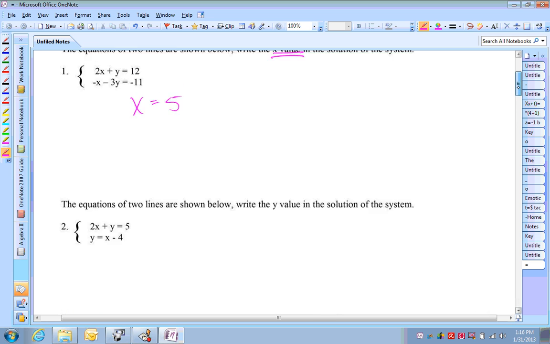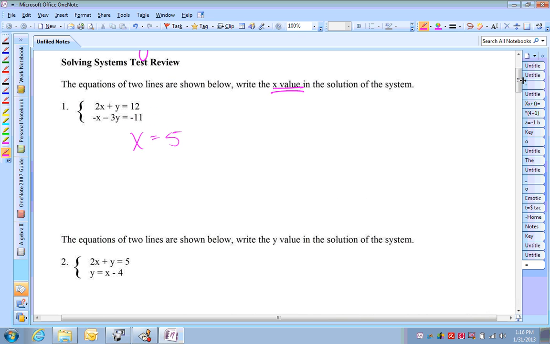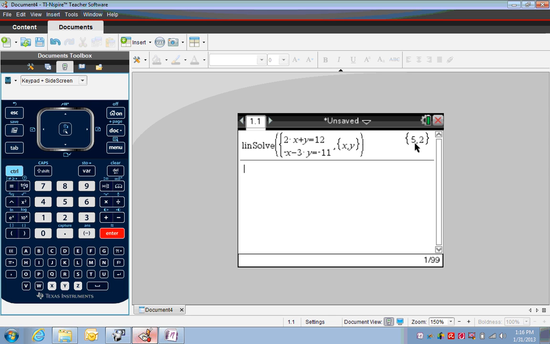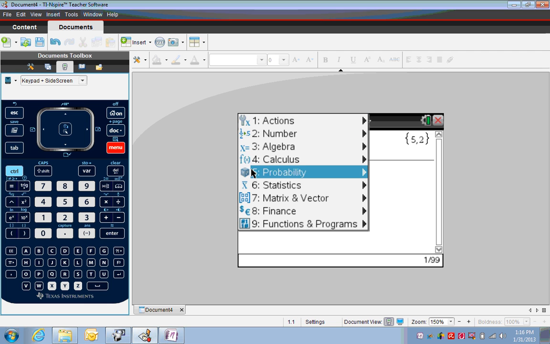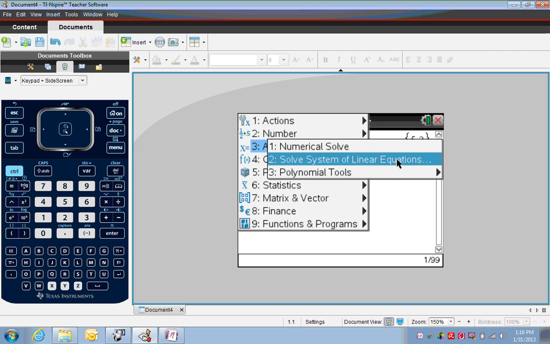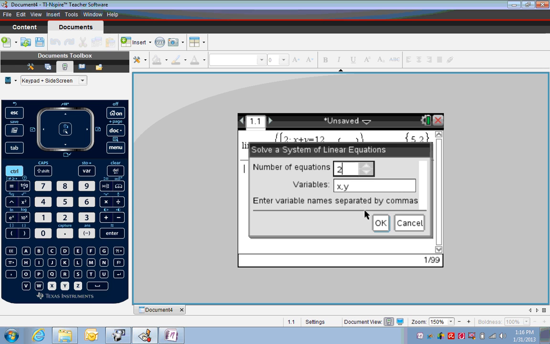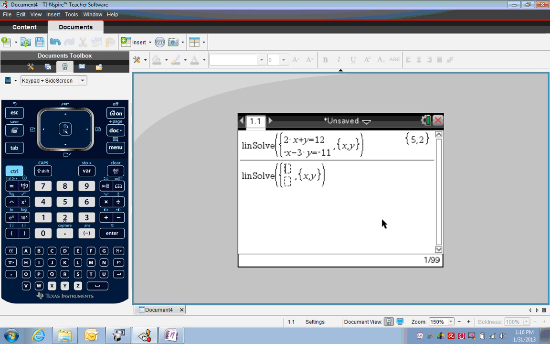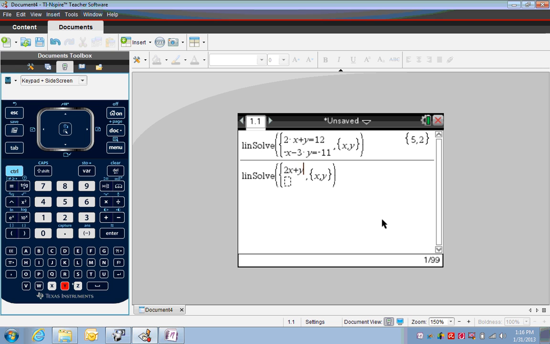All right, on problem 2, it's the same type of problem, but instead of the x value, they want the y value. They give you two equations, and they want the y value of the solution. So we go to our calculator and type in the equations just like we see them in the problem. We go Menu, Algebra, Solve Systems of Linear Equations. We have two equations, and their variables are x and y, so we hit OK.